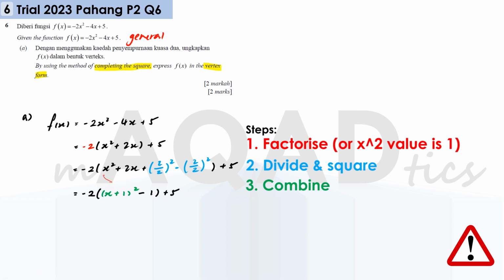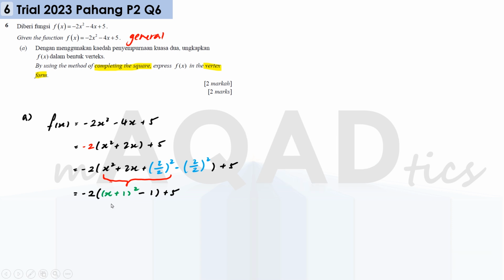Okay, so these three things will become the green color part. And this one we just simplify to get -1. Right? Then later on we just multiply this -2 back to the things in the bracket. Then this will be your vertex form of this function.